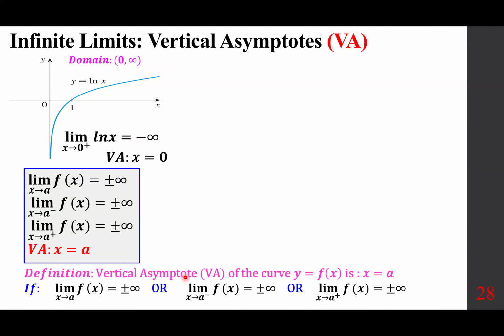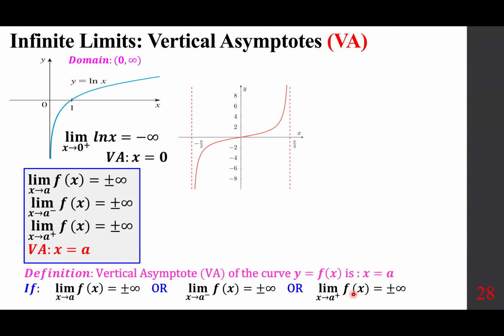So, the definition: a vertical asymptote of the curve y equals f of x is x equals a if the limit of f of x as x approaches a is plus or minus infinity, one of them, or the limit of f of x as x approaches a from the left is plus or minus infinity, or from the right. So that's the definition of a vertical asymptote.